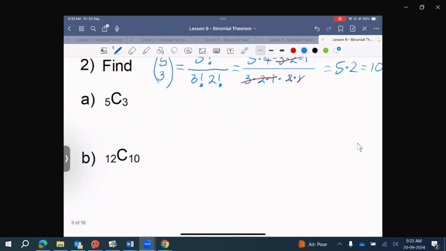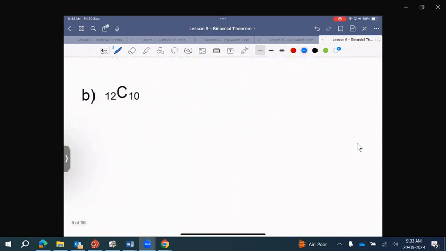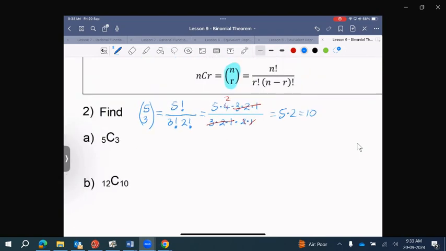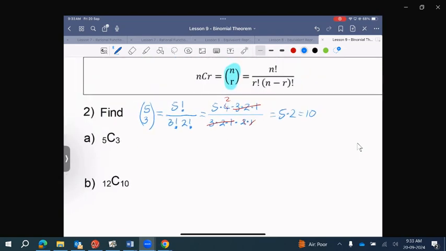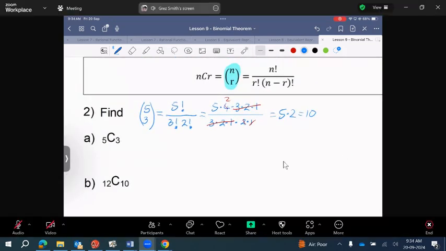Just to show you how to do it, have a go at this one for yourself now, and then I'll show you how to do it. Take a minute to have a go at this one for yourself.